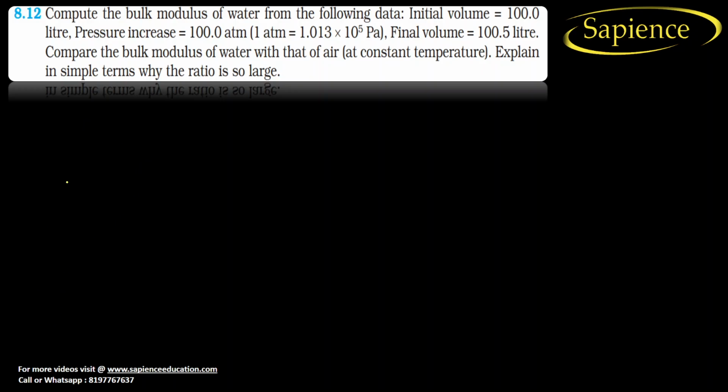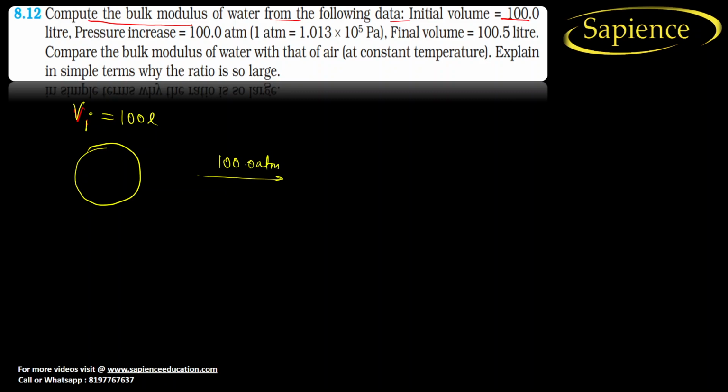Now let us discuss question number 8.12. Compute the bulk modulus of water from the following data. The initial volume, V initial, is 100 liter, and when pressure increases, so let us consider this is the initial volume. Now what happened when pressure increases?